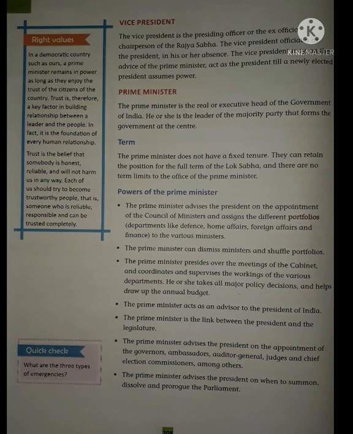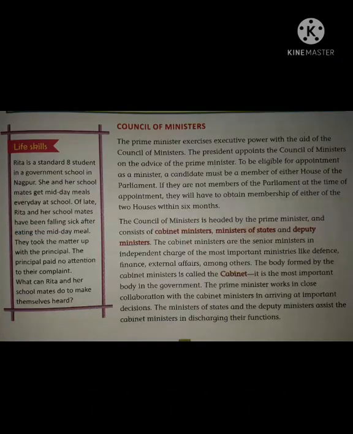The Prime Minister acts as an advisor to the President of India, and he or she is the link between the President and the legislature. So the Prime Minister also advises the President on the appointment of the governors, ambassadors, auditor general, judges, and chief election commissioners, among others. The Prime Minister advises the President on when to summon, dissolve, and prorogue the Parliament.